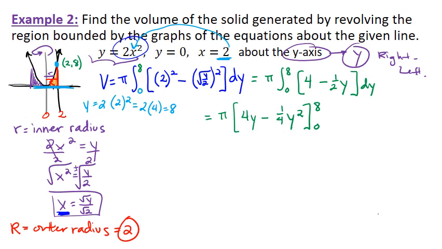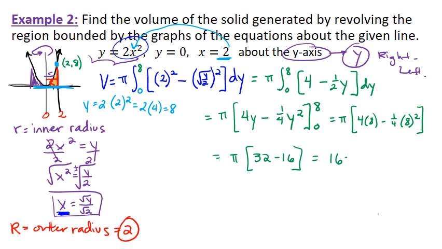If I plug 0 in, this all goes away. So it's really just plugging in the upper limit. So 4 times 8 minus 1/4 times 8 squared. Simplifying this, I have pi times 32 minus 16, which gives me a volume of 16 pi for the final answer.